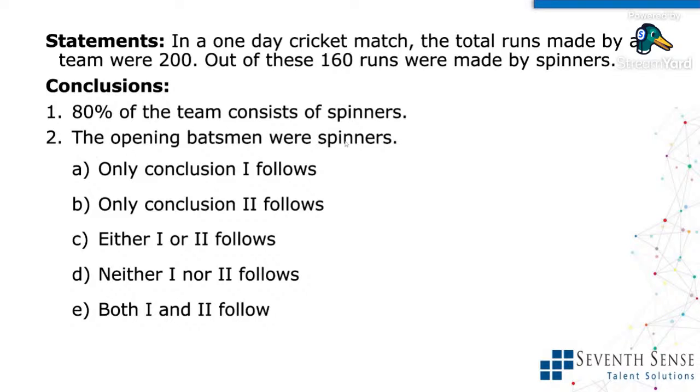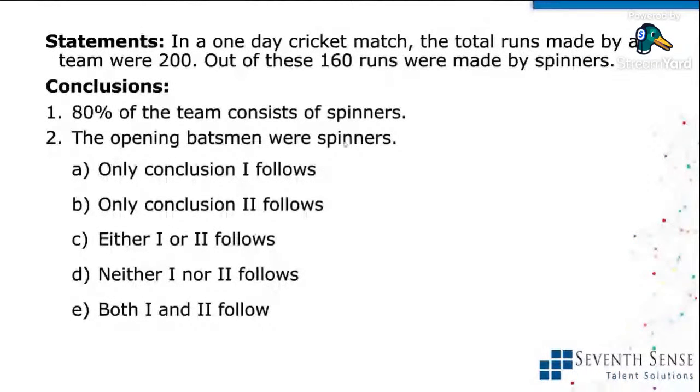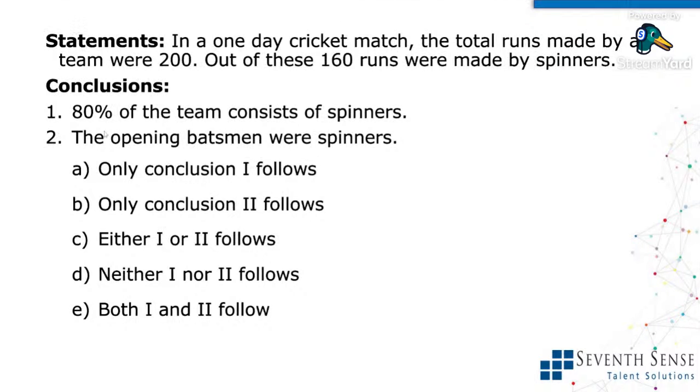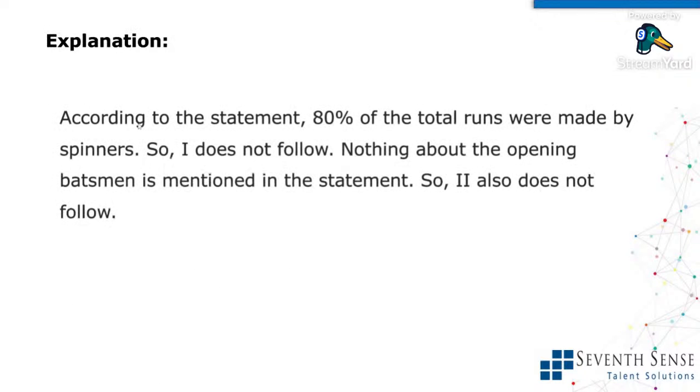Second one: the opening batsmen were spinners. For example, whatever cricket team you take, you can't say that the opening batsmen are the ones who are going to make the runs. It can be someone who comes later, correct? That is why you can't go for option B either. So if both of them are not right, you are left with option D. I have given you the explanation here. According to the statement, 80% of the total runs were made by spinners. I'm again telling you, 80% of the total runs. That is 160 runs.